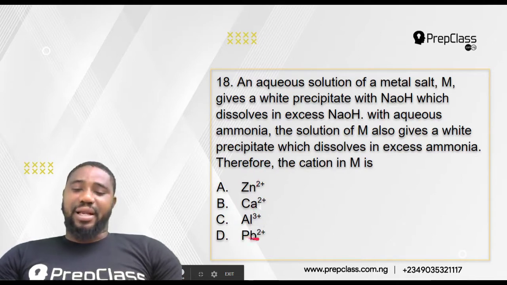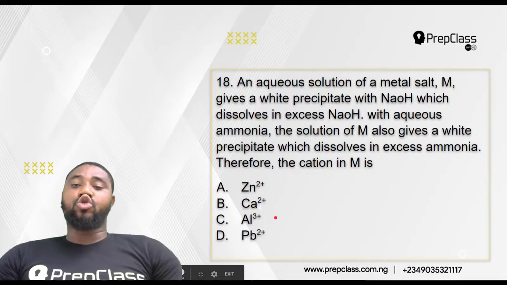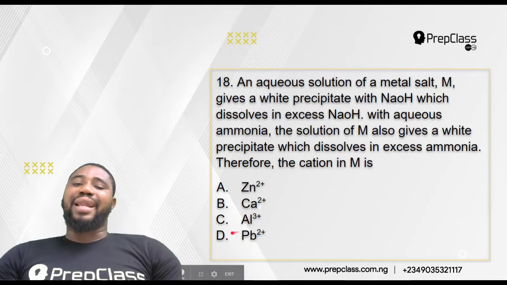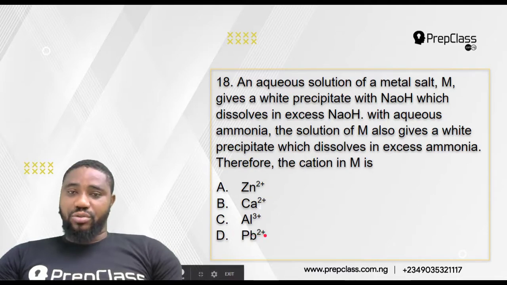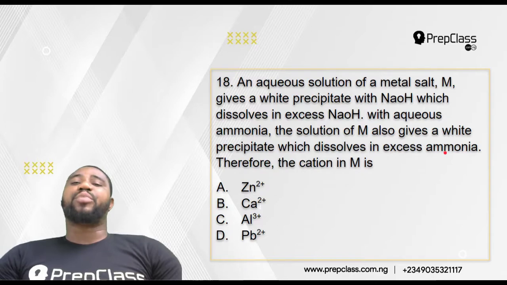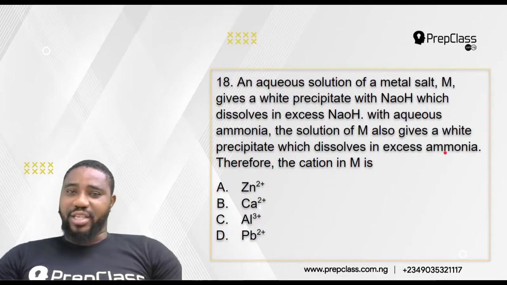For aluminium and lead, their white precipitate will be soluble in excess NaOH, but insoluble in excess ammonia. Take note of that. The white precipitate formed by aluminium and lead 2 ions with excess NaOH will be soluble. But if you use ammonia, in excess ammonia, the white precipitate remains. It does not dissolve in excess ammonia.